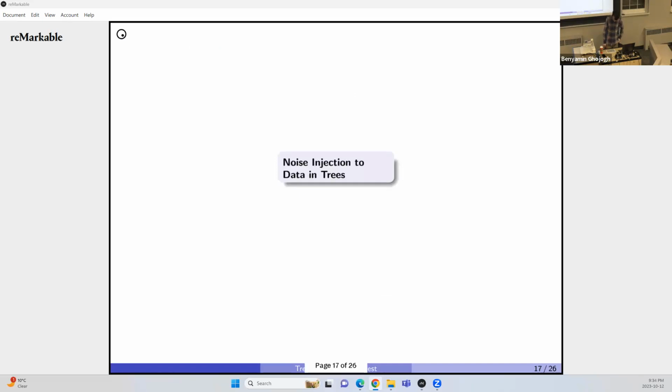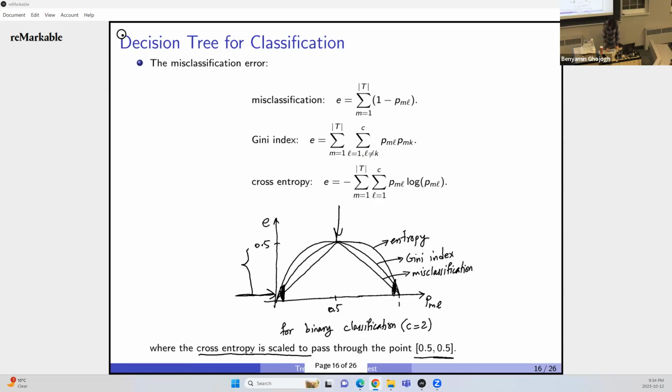Now noise injection to data in trees. By the way, as you see in this plot, P times 1 minus P is an important function. You see that a lot in probability papers. Sometimes you want to maximize this P times 1 minus P, and you just saw that the maximization is at half, for example, right? Minimization is when P is either 0 or 1.